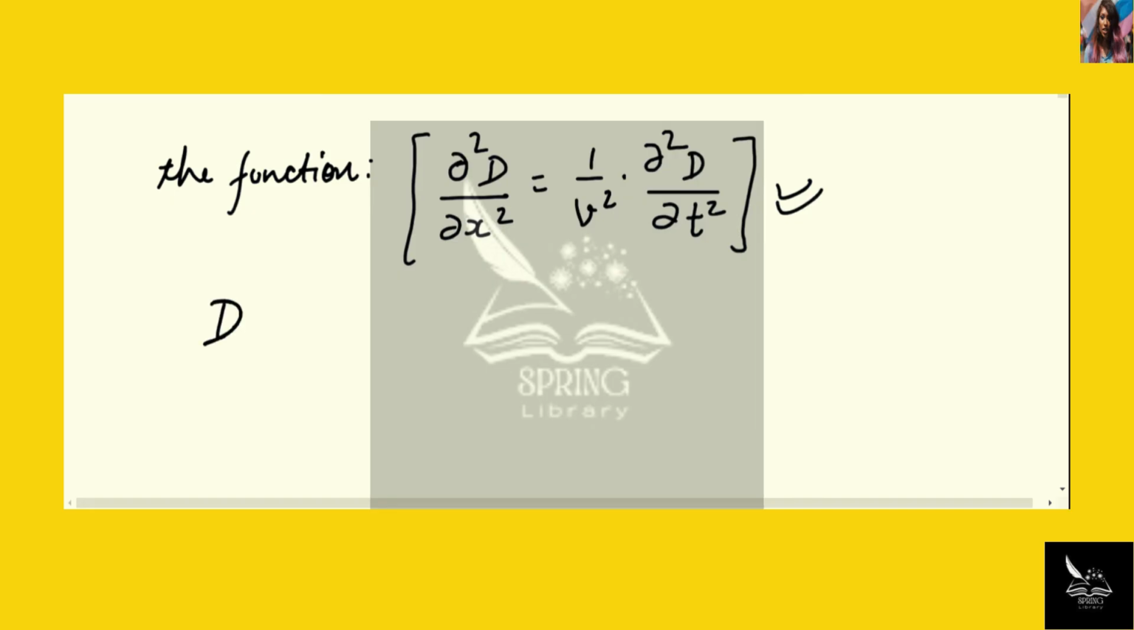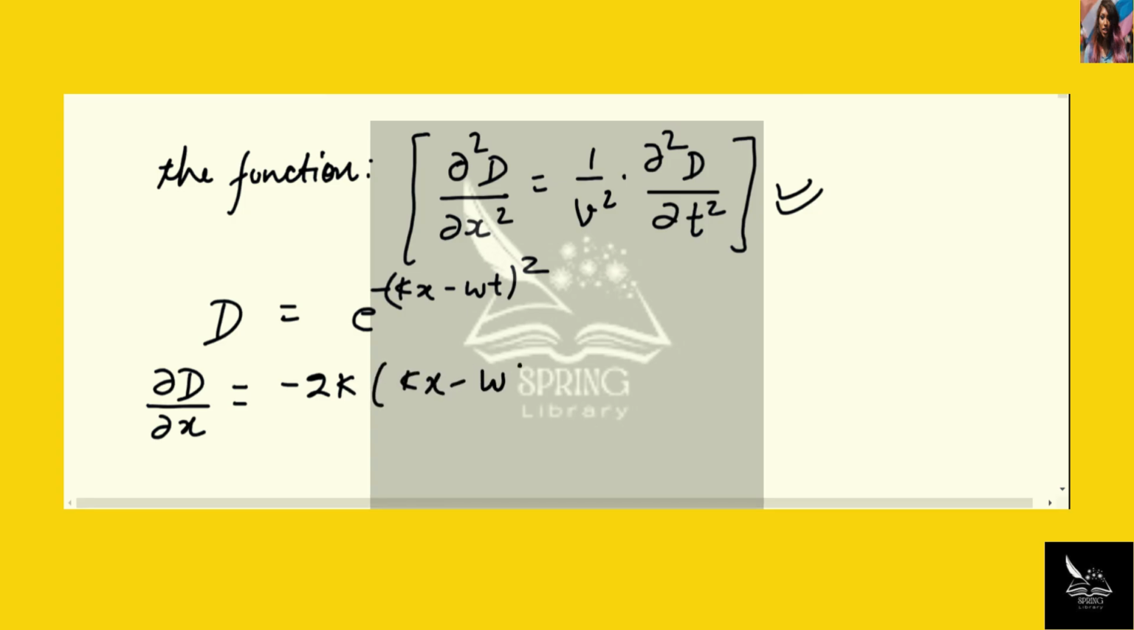Now we are given ψ = e^(-(kx - ωt)²). First we will find the partial differentiation with respect to x. After differentiating, we get -2k(kx - ωt) e^(-(kx - ωt)²).